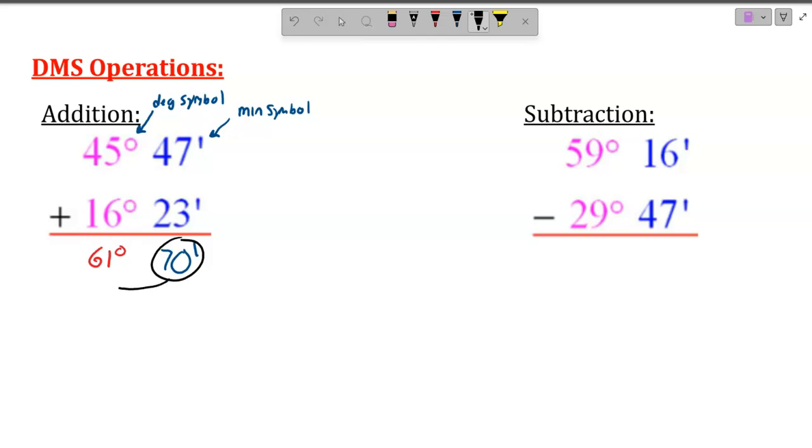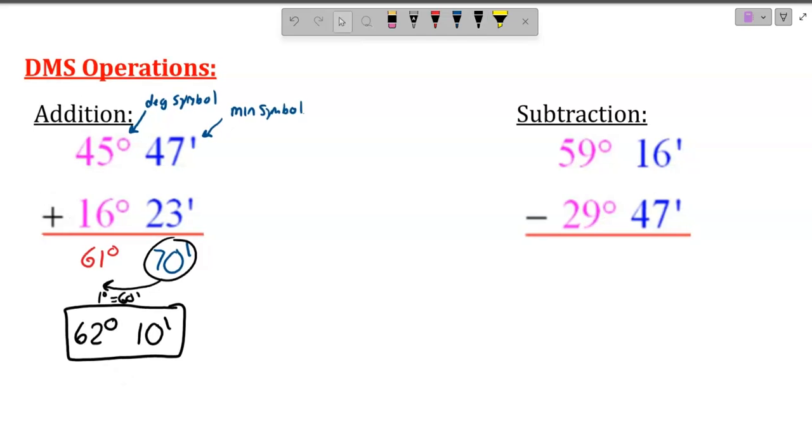We're going to take 60 of these minutes and move it over here because that equals 1 degree. So a simplified answer here would be 62 degrees and 10 minutes. So that's what we need to keep in mind when we are adding.